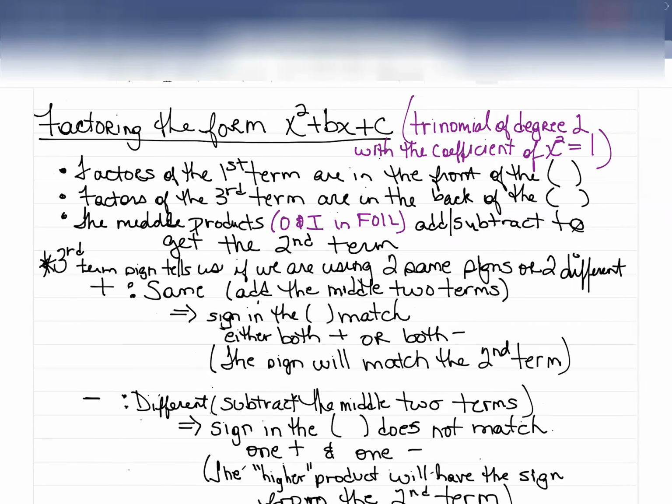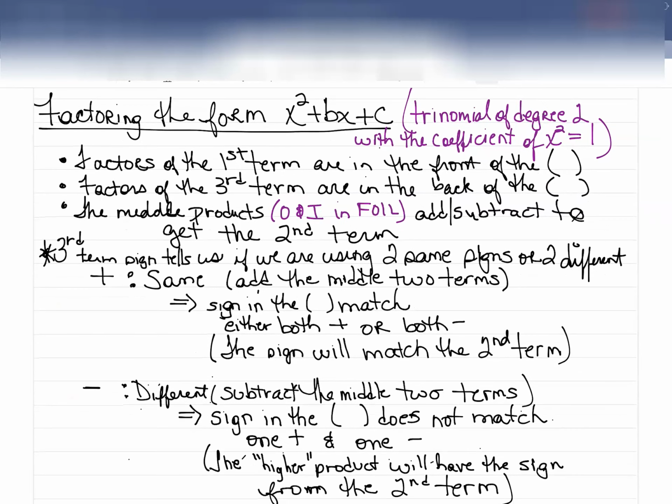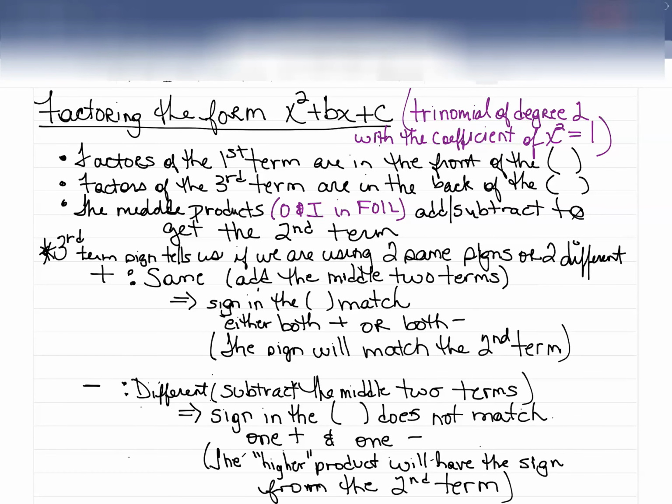What I already have written down are the steps that we had last time when we were factoring the form x squared plus bx plus c. I'm going to make 2 quick changes and you'll see how everything else remains the same. The first change is to write an a in front of the x squared. The second change is in the purple color where I wrote trinomial of degree 2 with coefficient of x squared equal to 1, I'm going to change that to not equal to 1. And everything else stays the same.